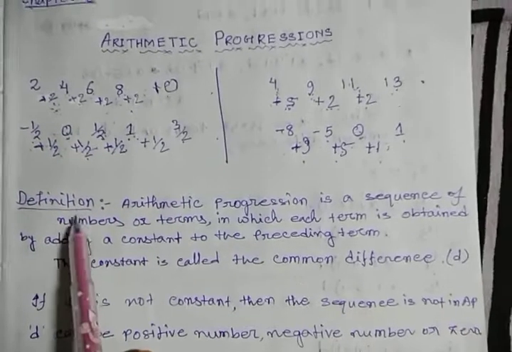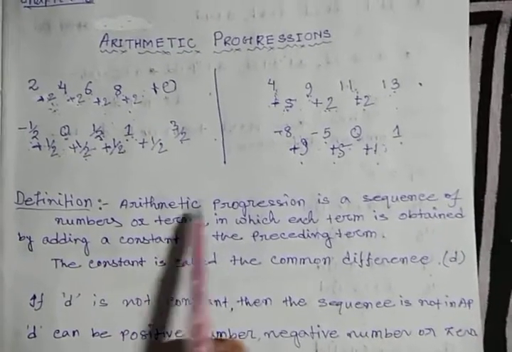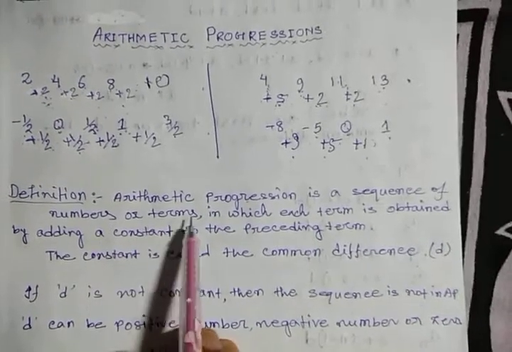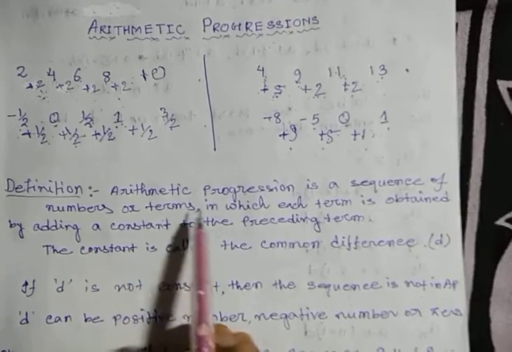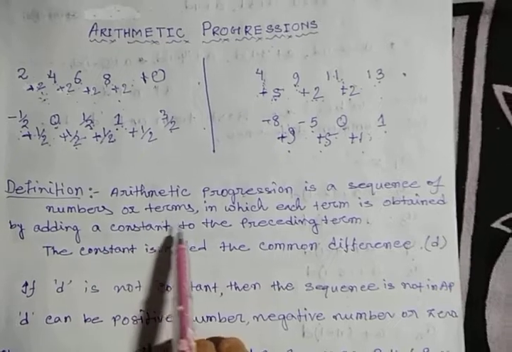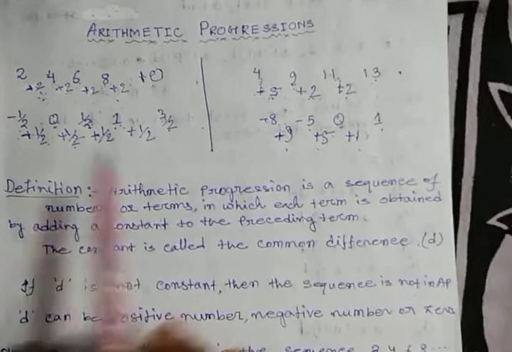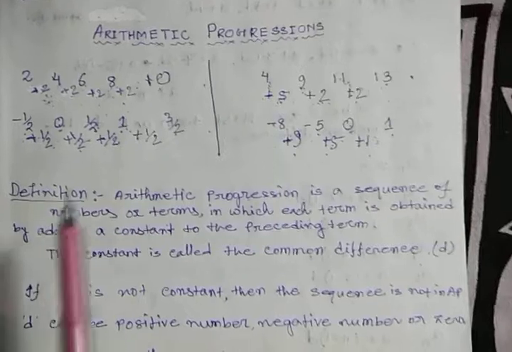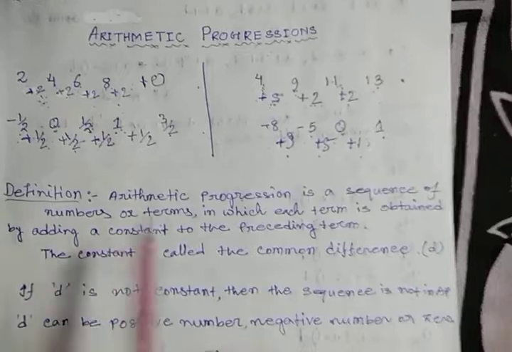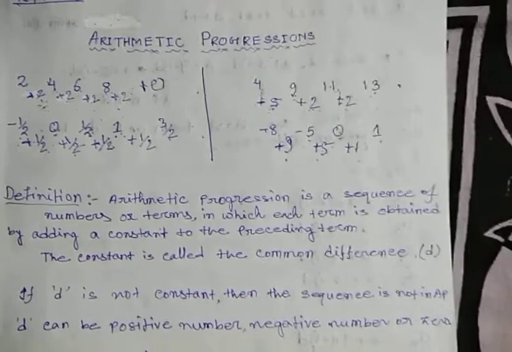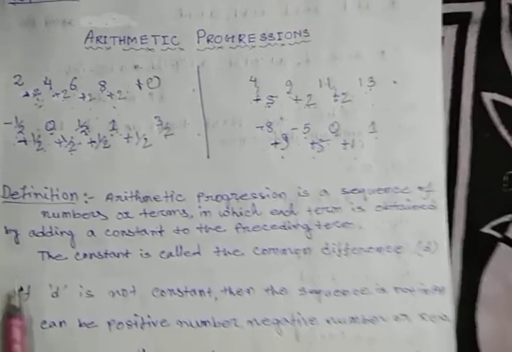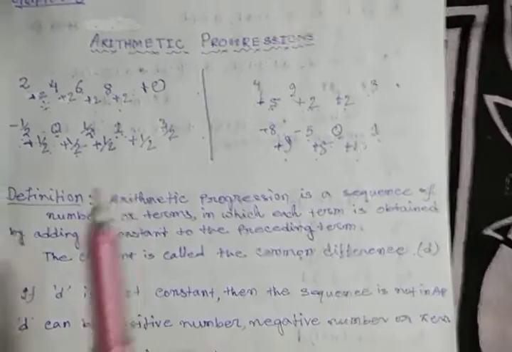Now, the definition of arithmetic progression. Arithmetic progression is a sequence of numbers or terms in which each term is obtained by adding a constant to the preceding term. That means in arithmetic progression, we can easily find out any term by adding a constant term with the preceding number. That means if we add a constant term with any number, then we can find out the next term of this sequence or series.